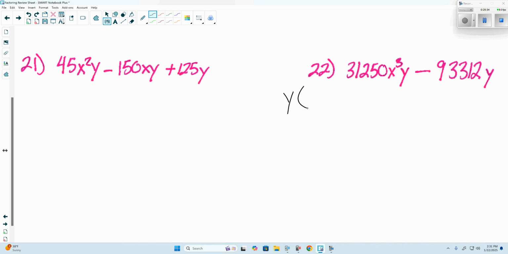Well, there's going to be a greatest common factor of y, because they both have it. And most likely there is a greatest common factor between the two of these numbers, and it is 2. 2 goes into both of them. Now 2 goes into 31,250, and we get 15,625 x cubed minus our 93,312, which does have a greatest common factor of 2, and when we factor it out, we get 46,656.